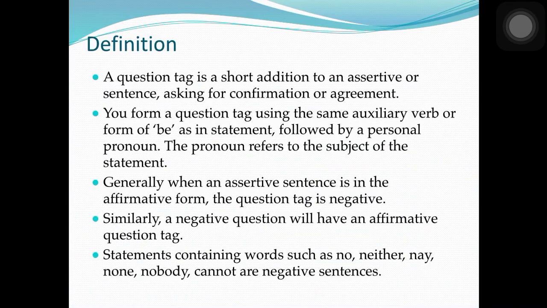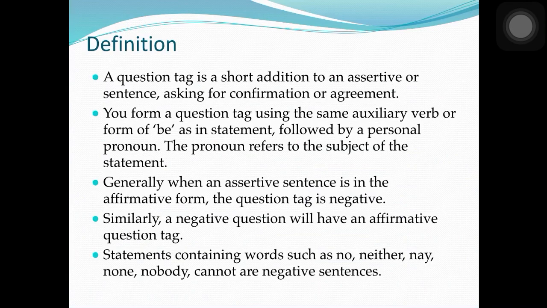Now, do we have question tags in our language? Yes. We use short additions in our own languages also while talking with our friends or talking with our parents. For example, in Hindi when we say तू मूवी आ रहा है ना, पक्का ना, कंफर्म ना, these are short additions to certain sentences that we utter. Most of the time the sentences are assertive sentences, right?